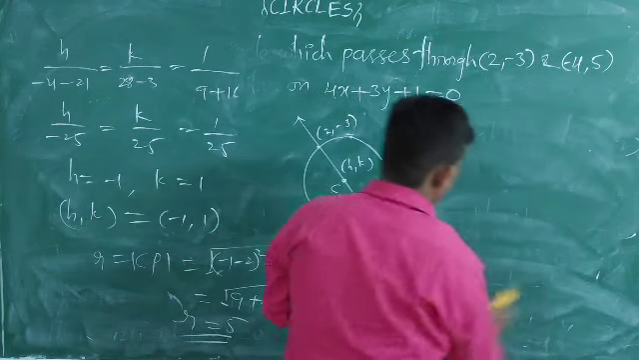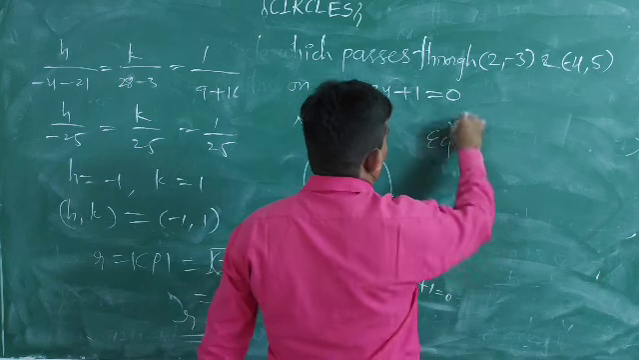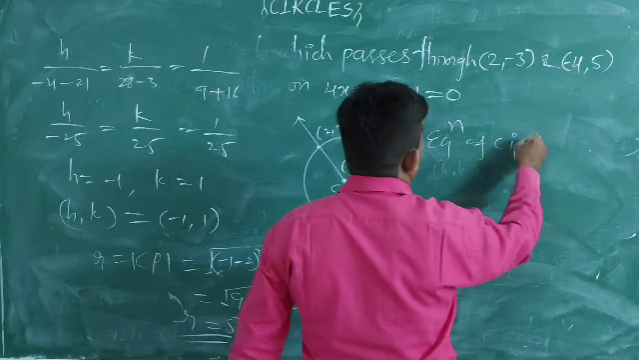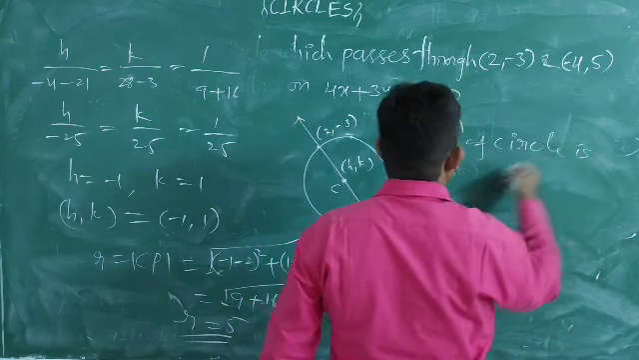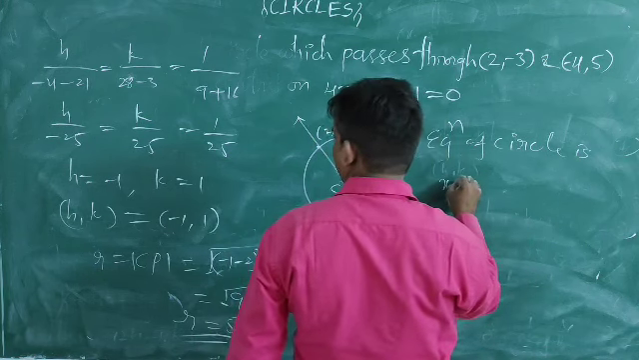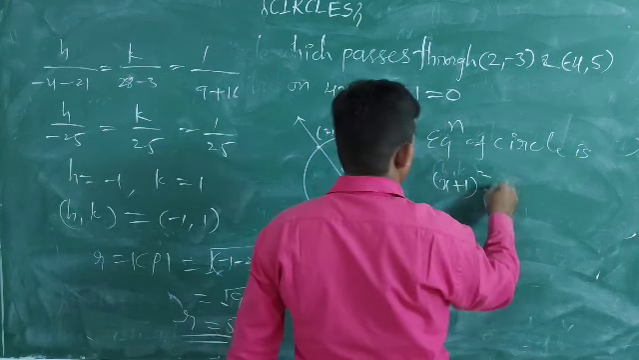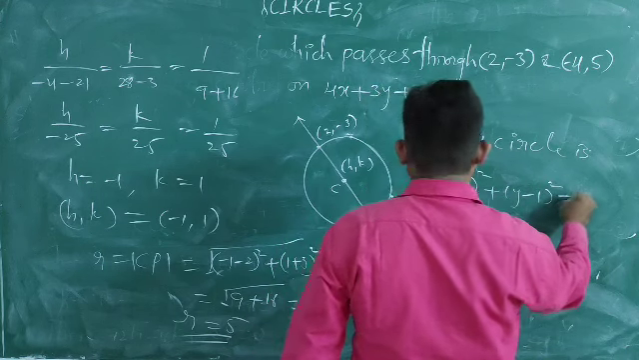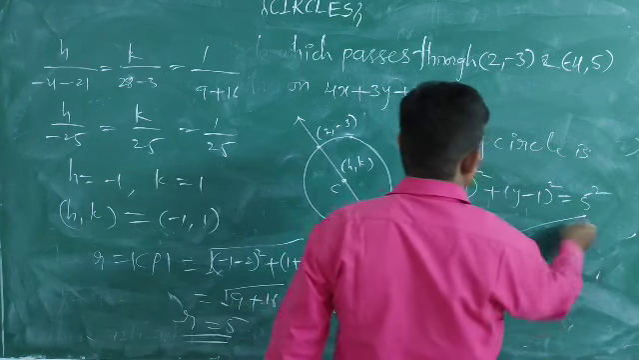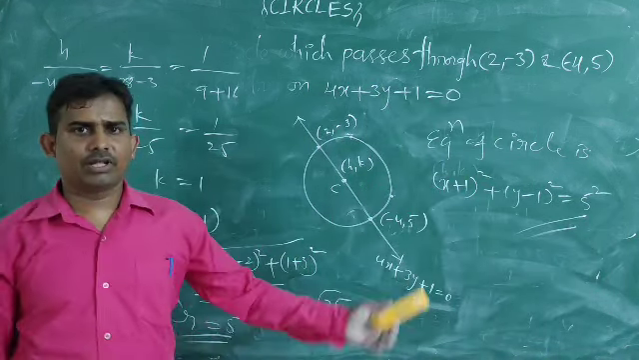Our equation of circle is x minus h whole square plus y minus k whole square equal to r square. It's very clear. So we can do like this.